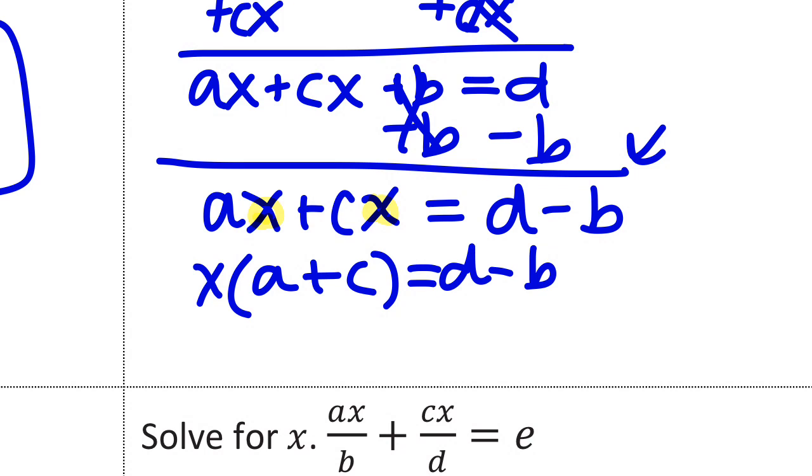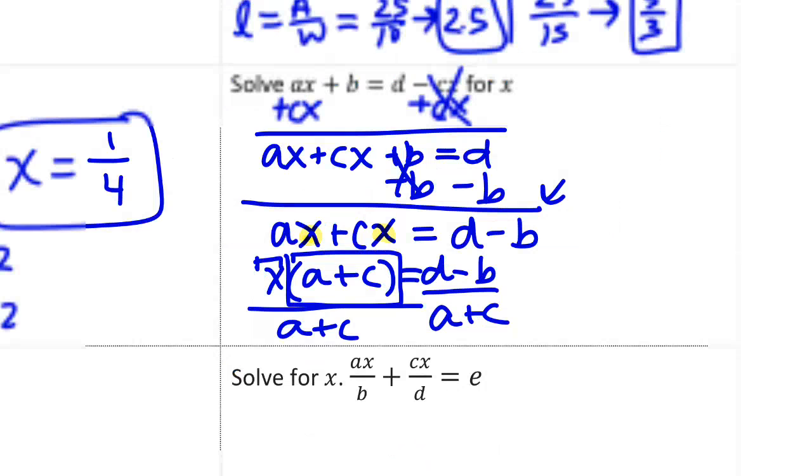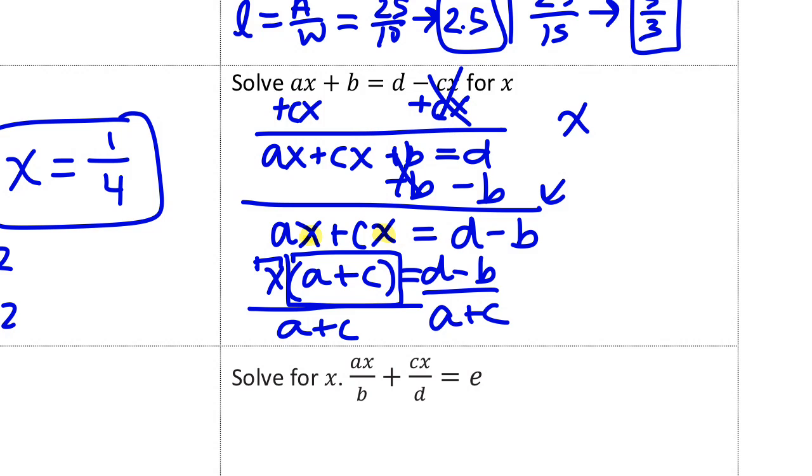Okay, now x is being multiplied by this entire thing right here. So if I want to undo that, I need to divide by the entire thing. So I'm going to divide both sides by the entire thing. So this lets me know that x is equal to d take away b over a plus c. And that would be our answer.